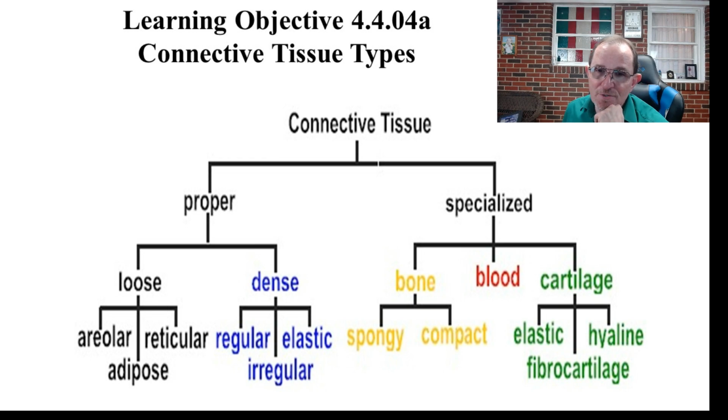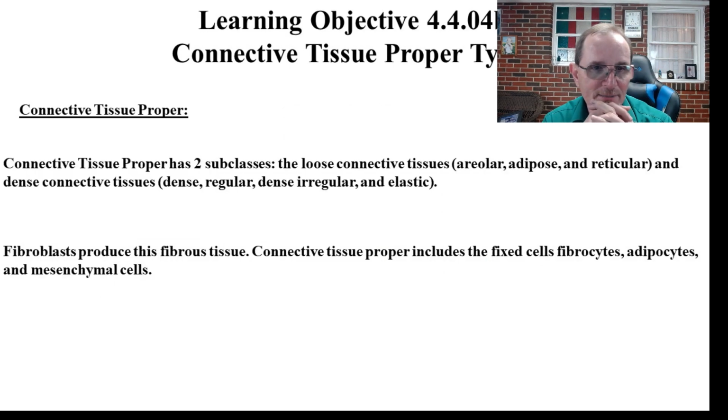Bone comes in two forms, spongy and compact, and they're really easy to see. Cartilage comes in 3 forms. There's elastic cartilage, there's hyaline cartilage, which is the most common type, and then there's fibrocartilage. And we're going to get into each of these guys coming up in just a moment, guys. The loose connective tissue we've already talked about. And of course, the fibers are going to be produced by the fibroblast. That's so simple.